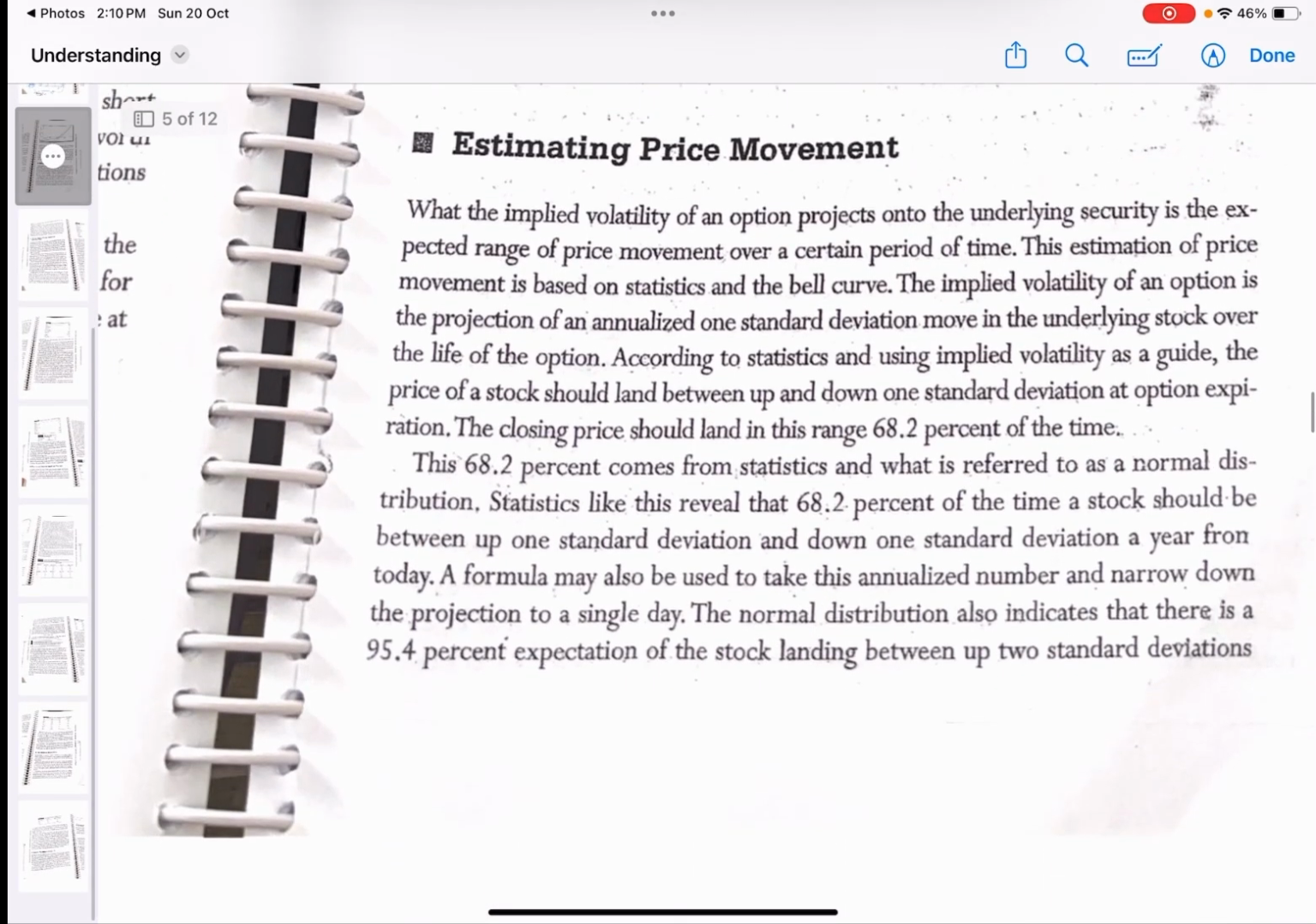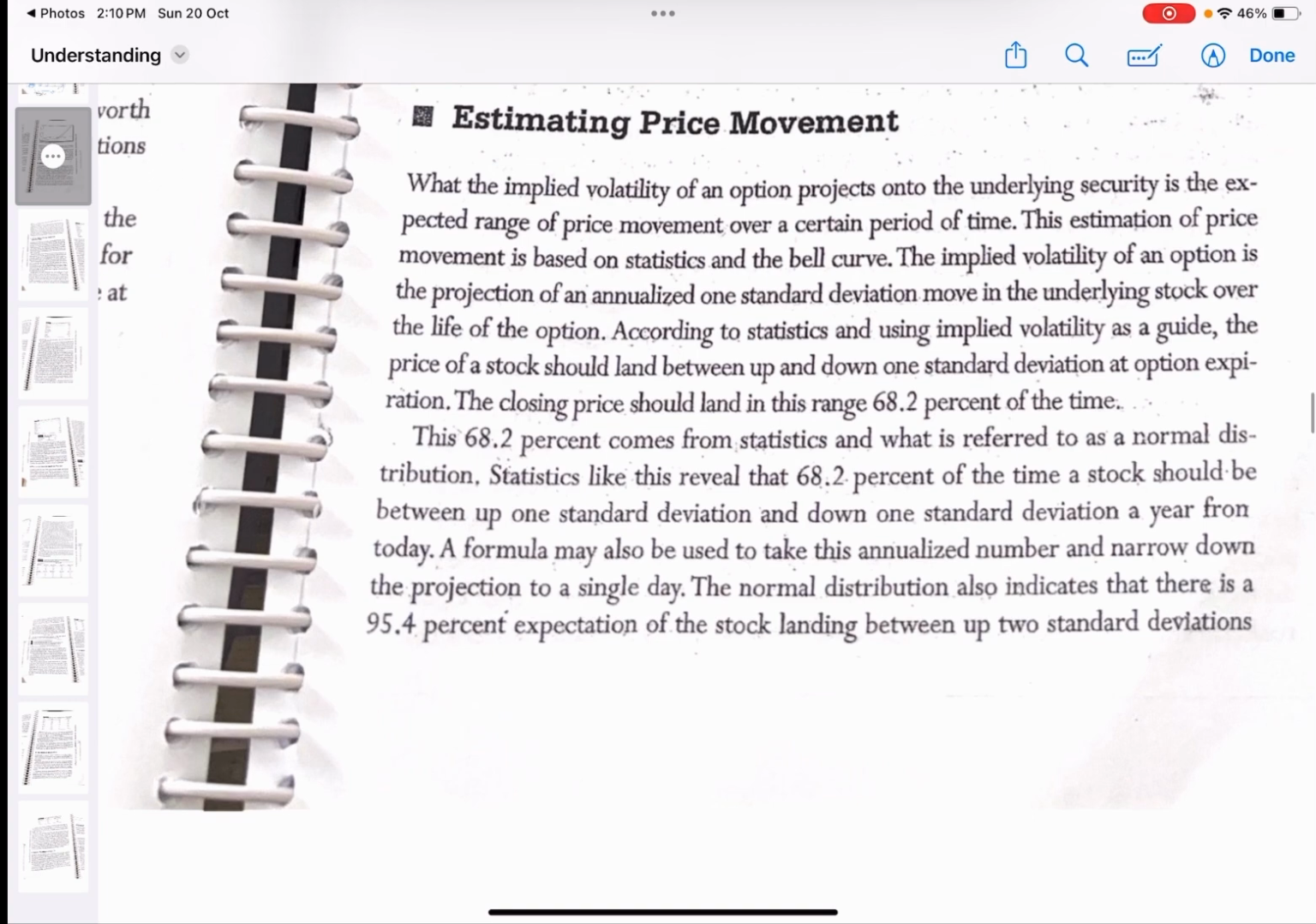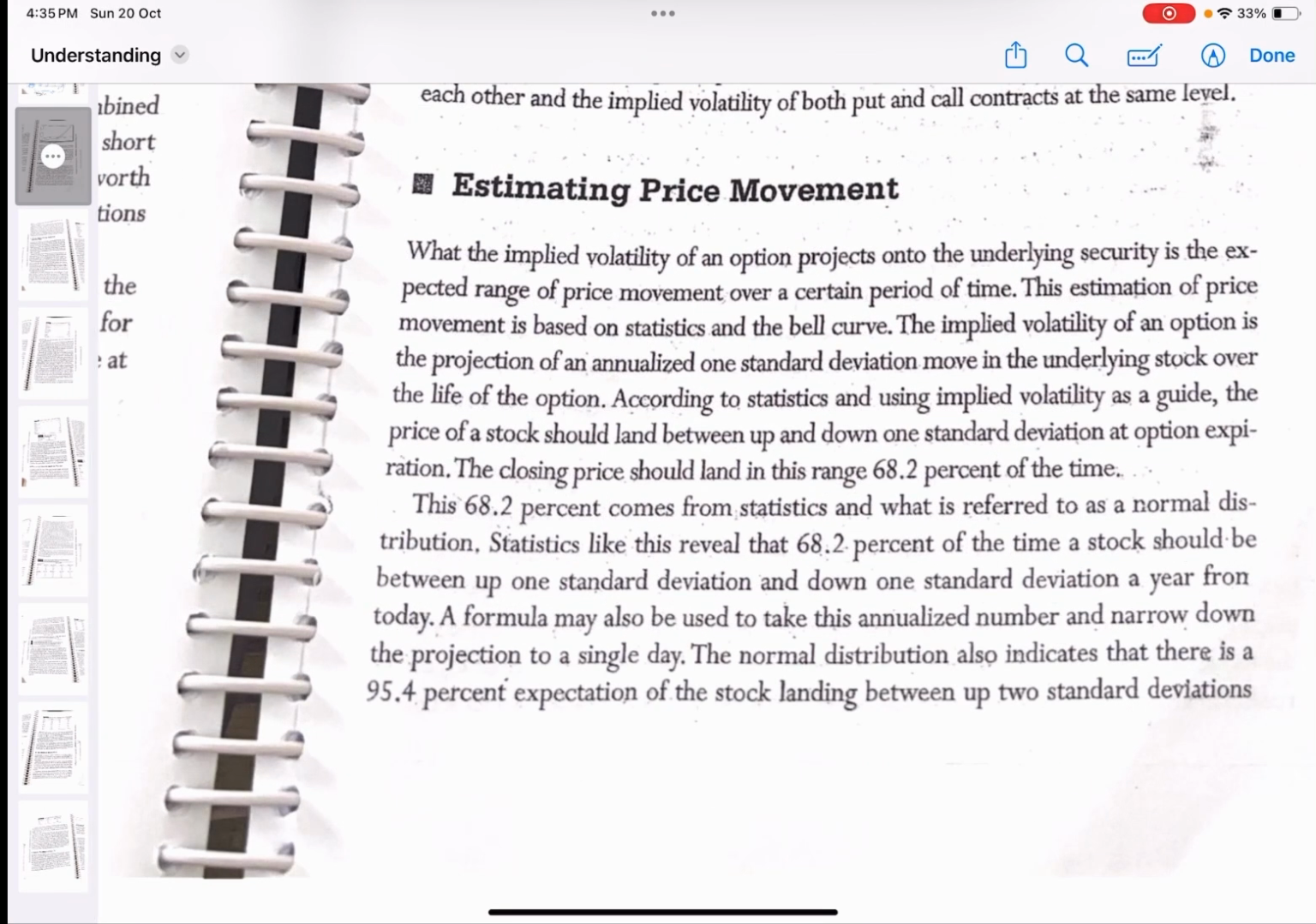Okay, now let's go to the next topic. Estimating price movements. What the implied volatility of an option projects onto the underlying security is the expected range of the price movement over a certain period of time. This much range of price movement is expected to happen in the given time, whatever the period of time is. The estimation of price movement is based on statistics and the bell curve.